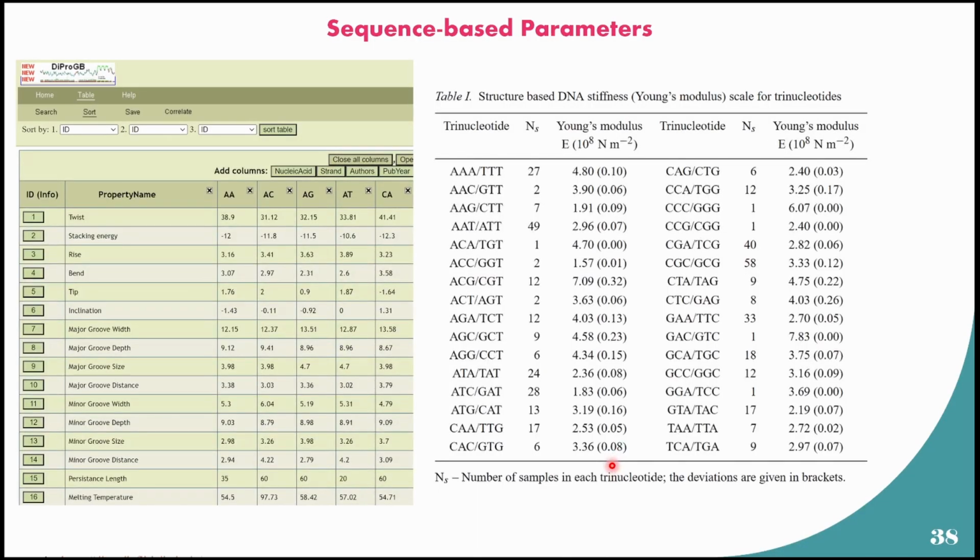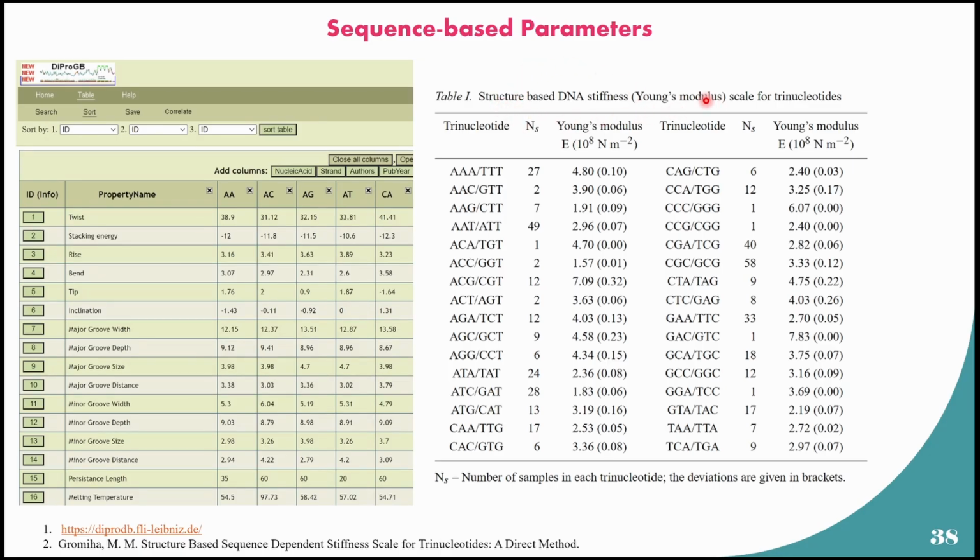And in this particular case, kind of similar thing is shown in the chart form. So you see that here in DiPro-GB, this database, you have dinucleotide sequence and their related parameters calculated for these different kind of properties. So for twist, stacking energy, bend, inclination, major groove, minor groove, width, etc., melting temperature. So all of these values have been calculated for the dinucleotide steps, and they are included in this DiPro-GB database.